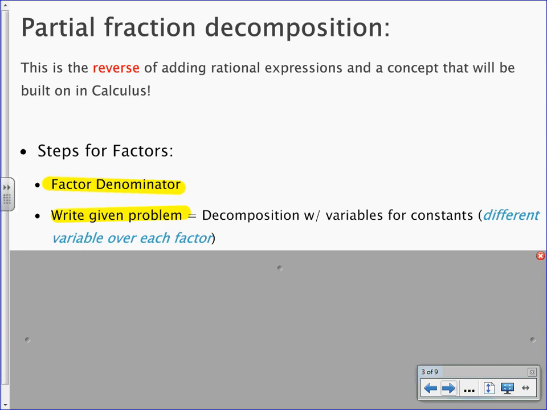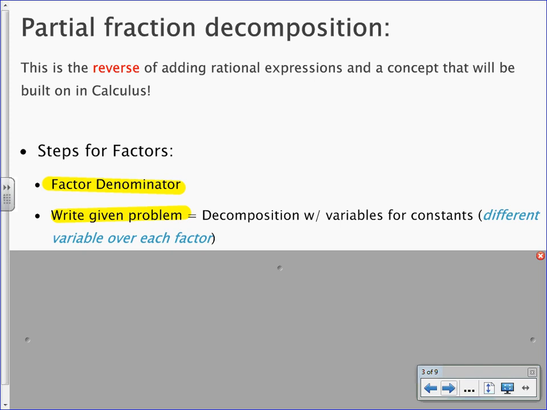Okay, what we're going to do is put a variable upstairs for each fraction. So if we have 2 different fractions that we are breaking this apart into, we're going to put an A in the numerator for one and a B in the numerator for another, and that's what we're going to have to figure out.